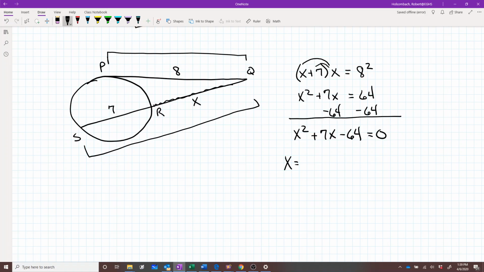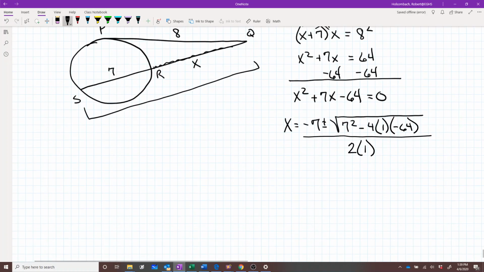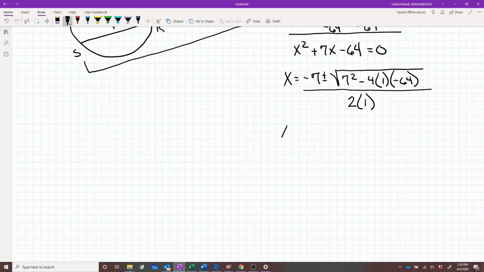So our X is going to be equal to the opposite of B plus or minus the square root of B squared minus 4 times A times C, all divided by 2 times A. So X is equal to negative 7 plus or minus the square root of all of this under the radical: 7 squared minus 4 times 1 times negative 64. All of that under the radical is equal to 305. And then we're going to divide it by 2.